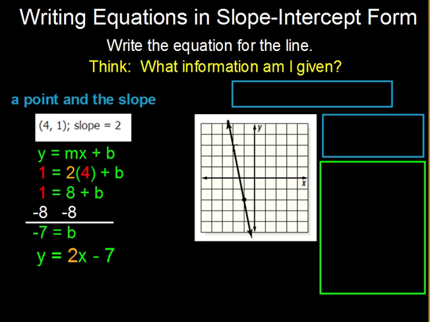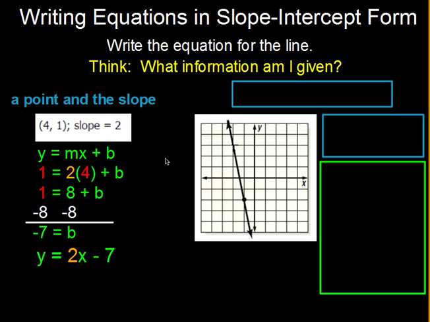So we're going to substitute that in so that we can solve for b. When we do that, we put in the 1 for y, the 2 for the slope, and 4 for x. And we simplify and find that b is equal to negative 7. Once we know what b is, remember when we put things in slope-intercept form, the only variables we substitute for are m and b, so we get the equation y equals 2x minus 7.